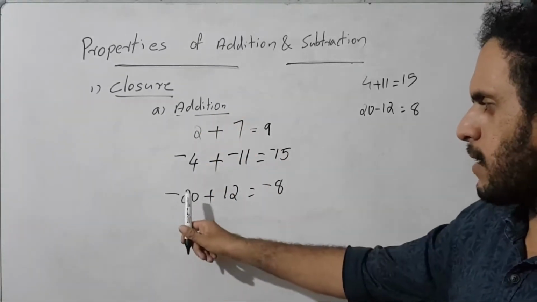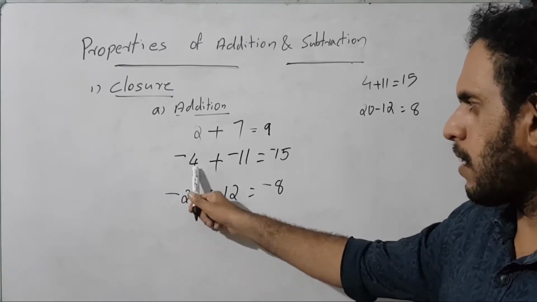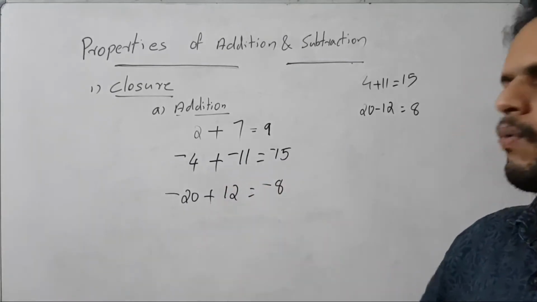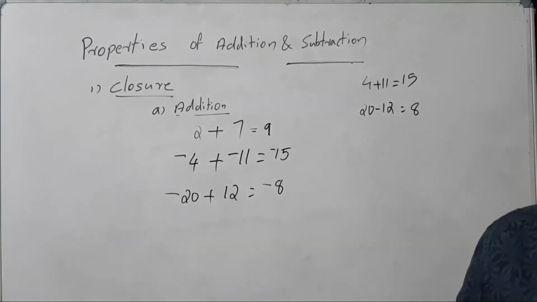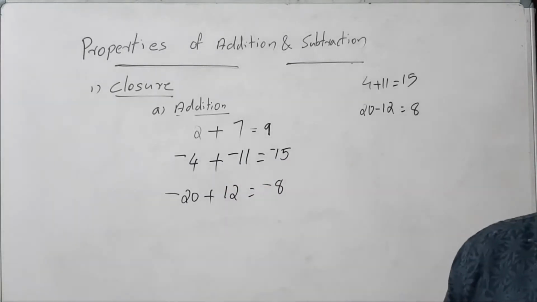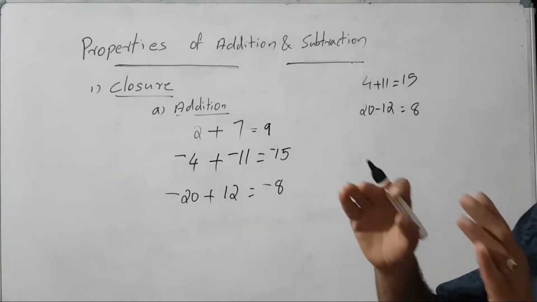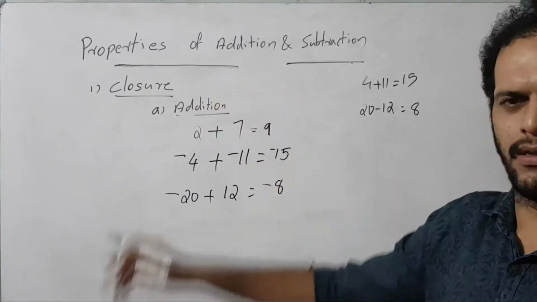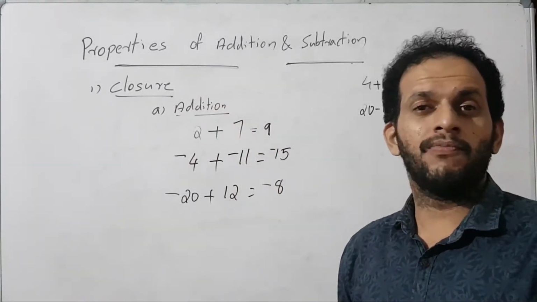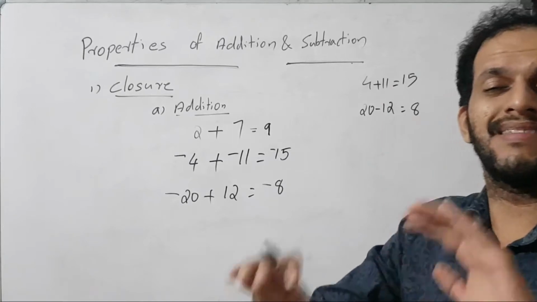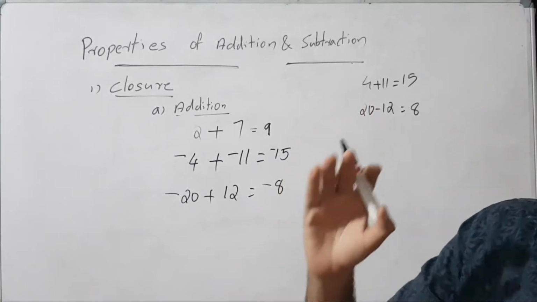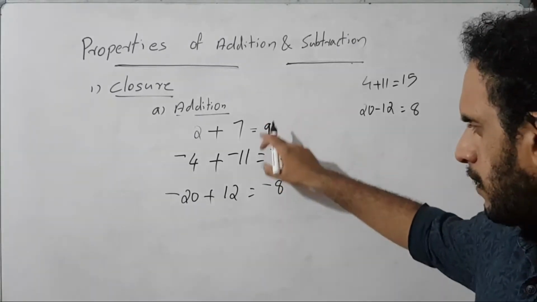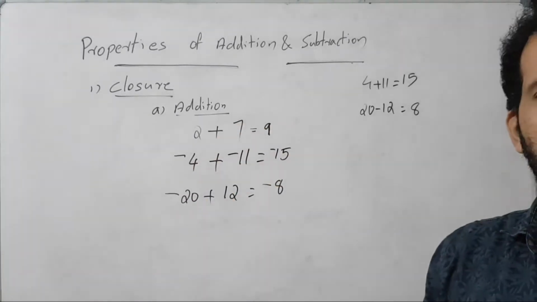Then in all the cases we added two integers. -20 is an integer, -4 is an integer, 2 is an integer, 7, -11, 12, everything. We are adding two integers, and in all the cases we get a result. Then what is the category of the result? The result is also in the same category. The result is also an integer.